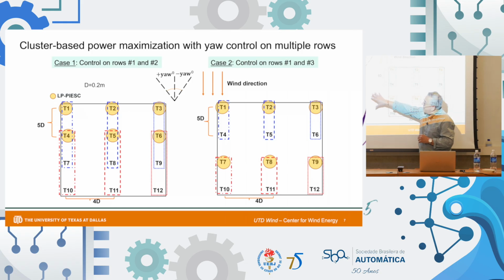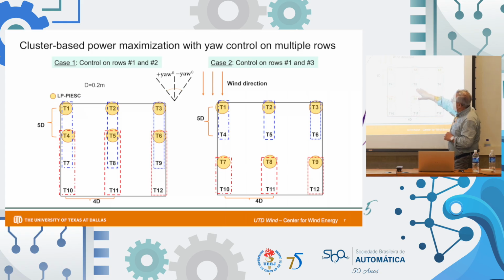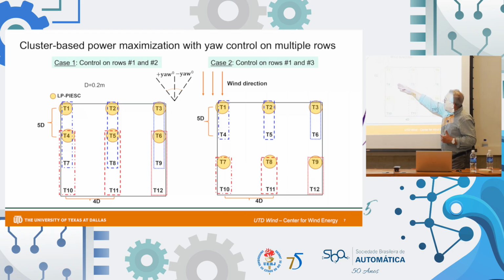So here is a case where we control rows 1 and 2, and this is a case where we control rows 1 and 3. And for this case, we use a different set of clusters. We just use these two and these two, for example, these two 48, these two 42, and you can figure out the same concept for the other columns.